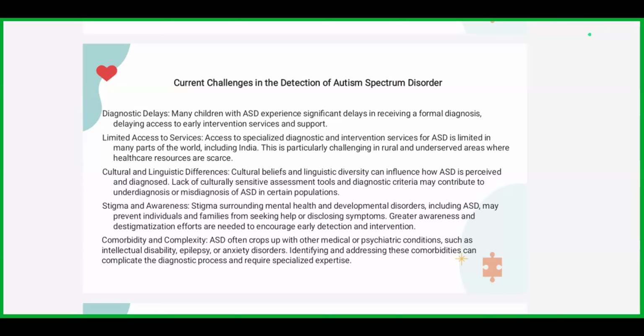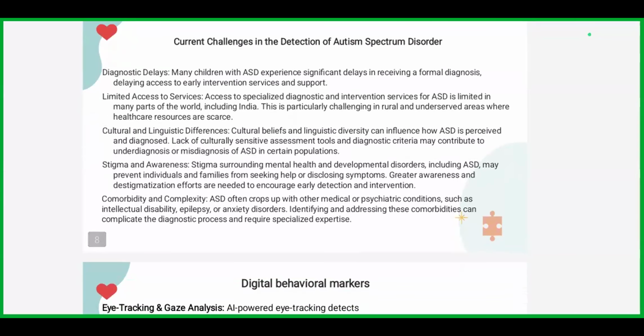Comorbidities and complexity. Autism spectrum disorder often presents with medical or psychiatric conditions such as intellectual disability, epilepsy, or anxiety disorder. Identifying and addressing these comorbidities. Please, sir, please summarize. You are exceeding your time limit. Please summarize.